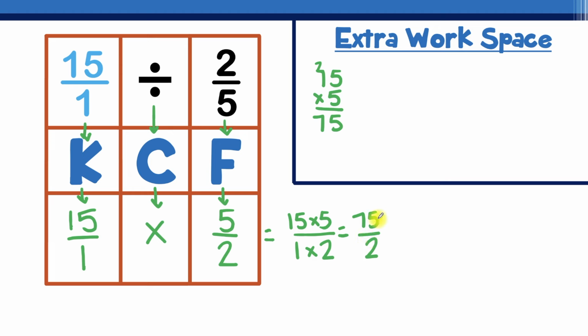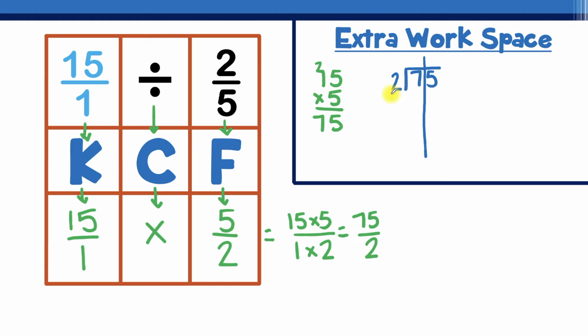Now, this would be our final answer, except for the fact that it's improper. That just means the top is too big for the bottom. To fix this, we just gotta divide 75 by 2. That will give us a mixed number. So let's do that up here. We'll put 75 inside the long division notation, and we'll put 2 outside. Then I like to drop a line between my digits to keep my work nice and neat.